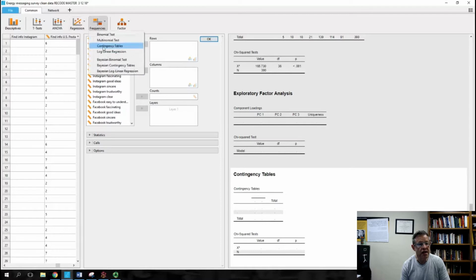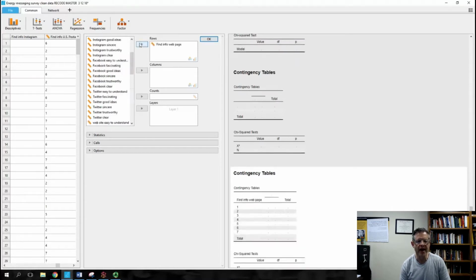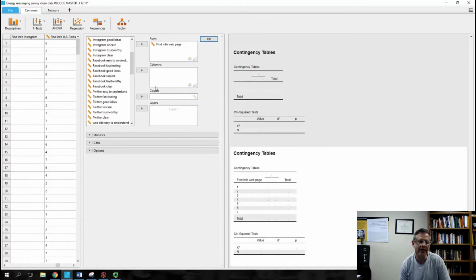Frequencies, Contingency Table. Rows and columns. These are the only 2 you have to worry about. This isn't what we did. We did some correlated pairs. Let me pick something here. I don't remember if this is correlated or not, but I'm just going to pull a couple together here and see. So I'll put energy web page in one row, and then I want to compare that against, how about Instagram sincere? Just doing this to test, okay?